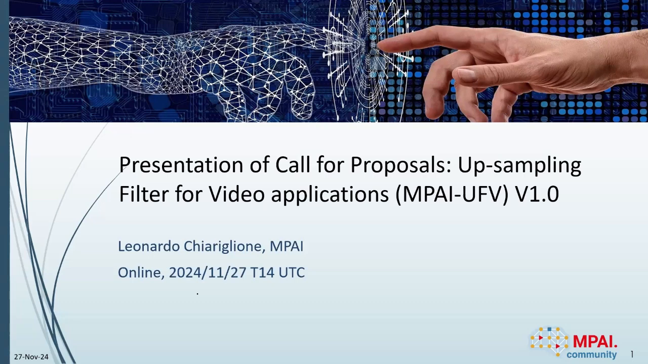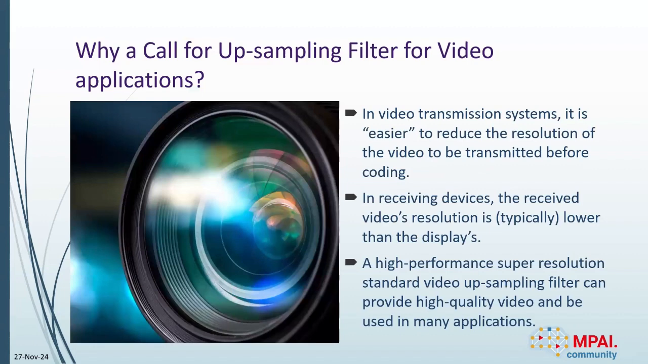This is the presentation of the latest MPAI call for proposals. The title is Upsampling Filter for Video Applications, and the acronym is MPAI UFV, and it is version 1.0 of that future standard. So why does MPAI call for an upsampling filter for video applications?